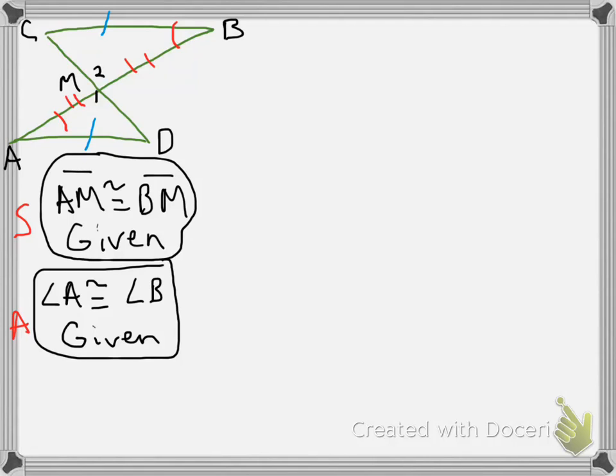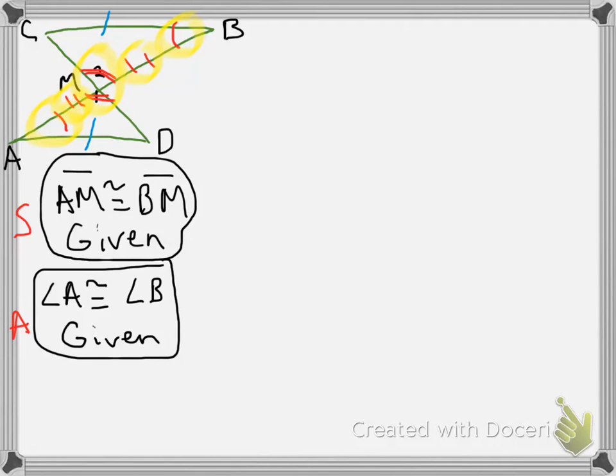And it looks like there's something else. If you look at the center angles, angle 2 looks like it's the same as angle 1 because they're a vertical pair. So that would be a second set of angles. And so over here, we're going to get a set of angles. That's our first A. We're going to get a set of sides. That's our S. And we have another set of angles in the center. That's another A. So let's write that down.